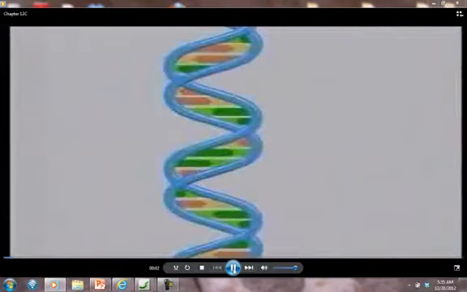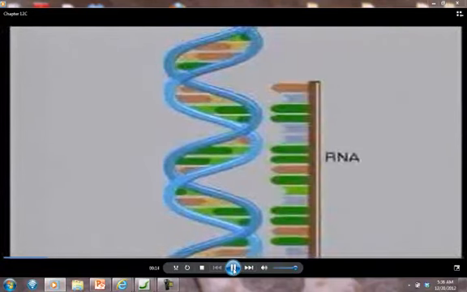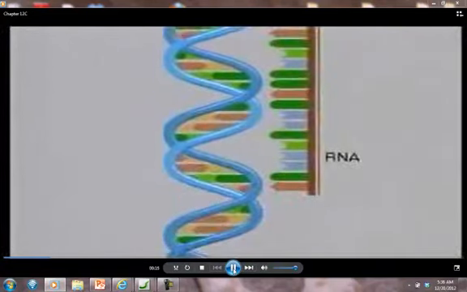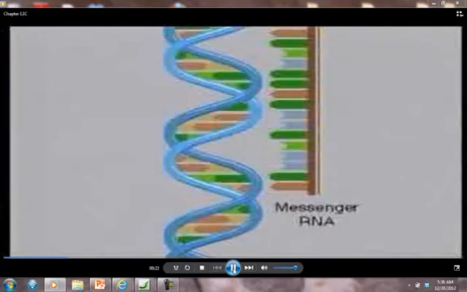Instructions for making proteins are coded by segments of DNA called genes. But proteins are not made in the nucleus. Instead, a strand of ribonucleic acid, or RNA, must carry the instructions for making proteins out of the nucleus. This type of RNA is called messenger RNA.